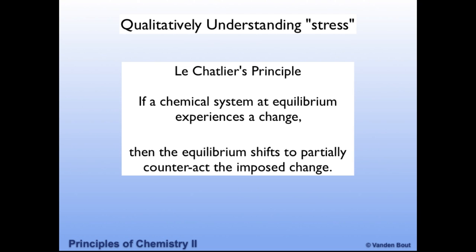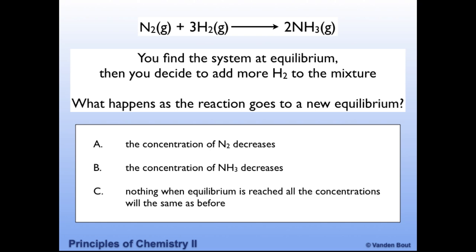Let's look at Le Chatelier's principle from a qualitative and quantitative understanding to examine how systems reestablish equilibrium after they've been stressed. So Le Chatelier's principle states that if a chemical system at equilibrium experiences a change, then the equilibrium will shift to partially counteract the imposed change. That is, the new equilibrium will form in a fashion which tries to undo the change that you have imposed.